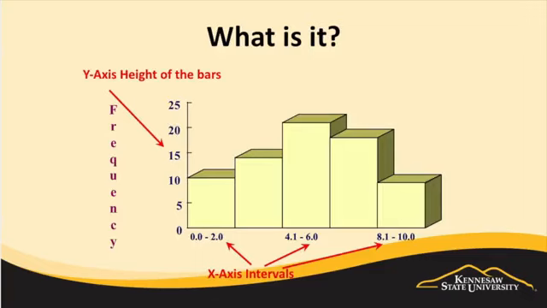The intervals are shown on the x-axis across the bottom. The number of scores, or frequency, is shown by the height of the rectangle located above the interval on the y-axis.